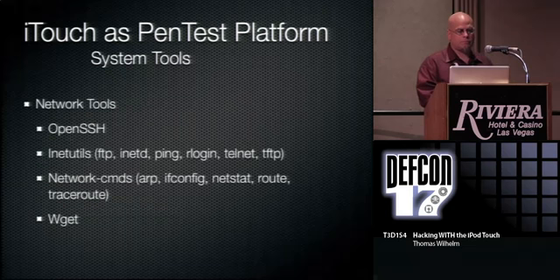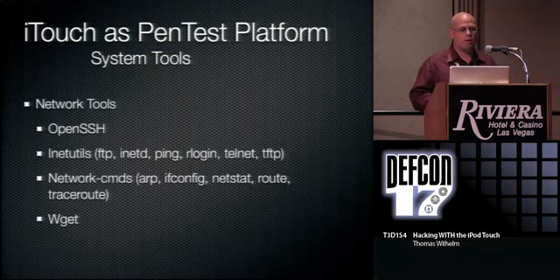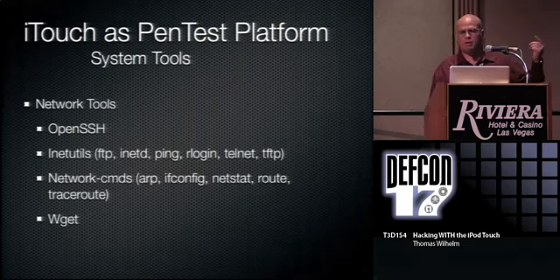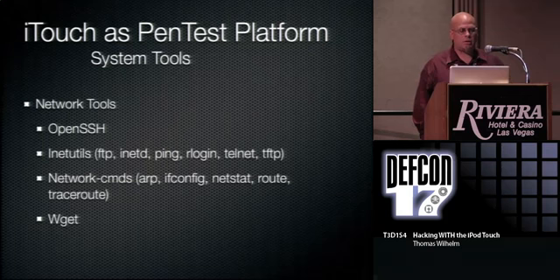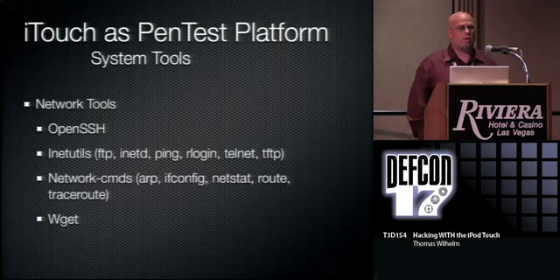All right. There are some additional network tools that made it even better. OpenSSH, we already kind of talked about that. There are some inet utilities as well. FTP, it doesn't install rlogin, but it allows you to connect using rlogin. Trivial FTP, Telnet, things like that. There are also some network commands: ARP, netstat, traceroute, wget. I mean, you can't complain about that.